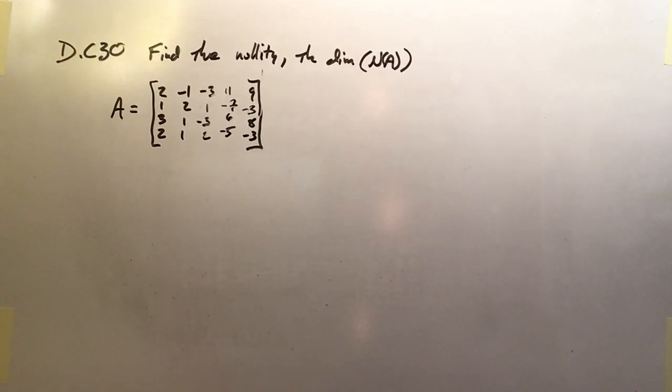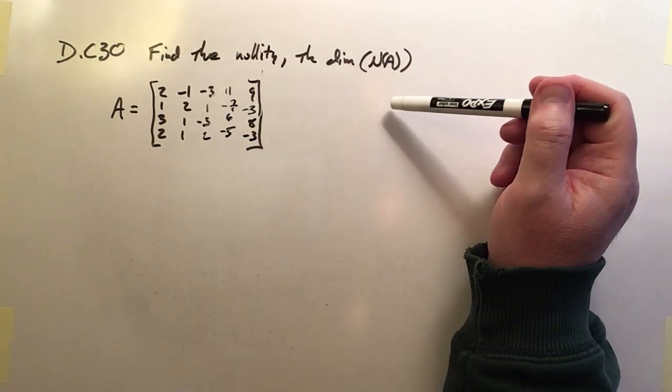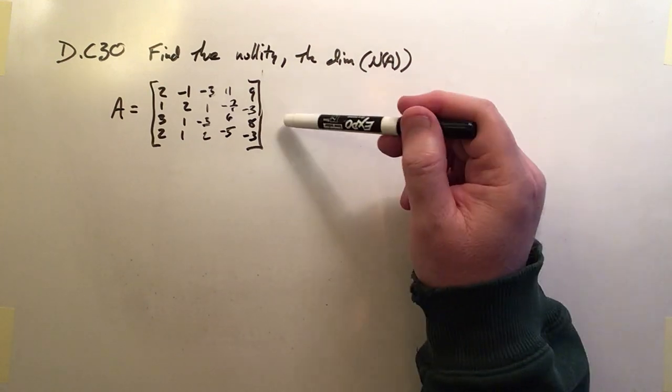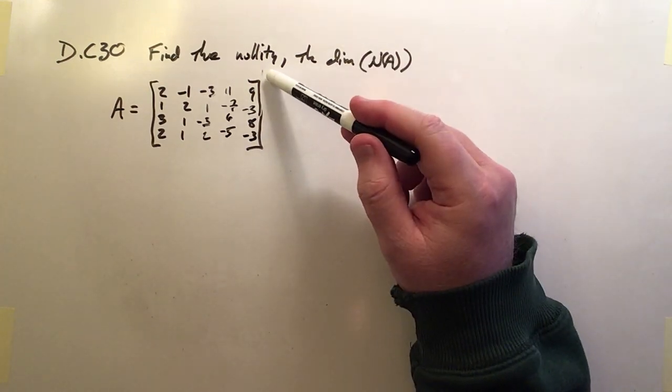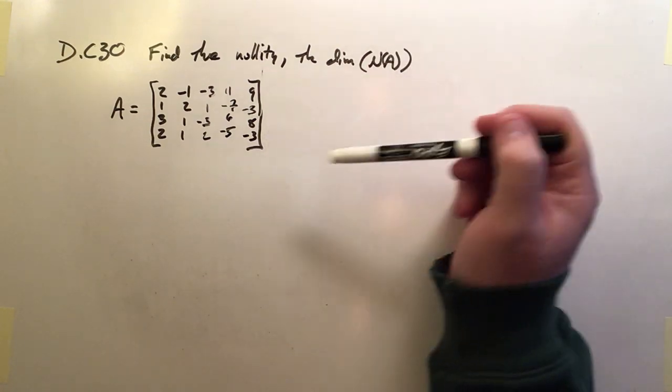This is the second example problem from section D, dimension. This one's C30, and we want to find the nullity, which is the dimension of the null space of this matrix. So nullity is just a word that means dimension of the null space. So first thing we've got to do is find the null space of A.